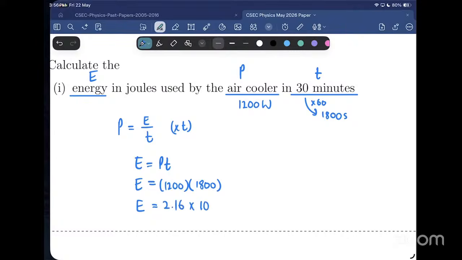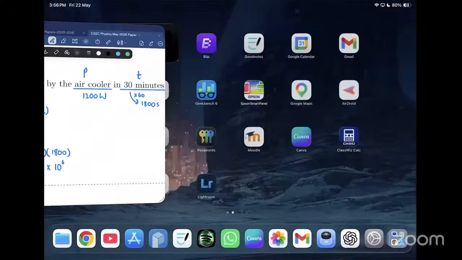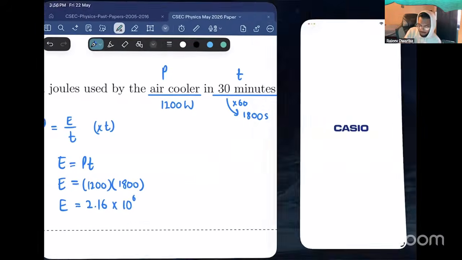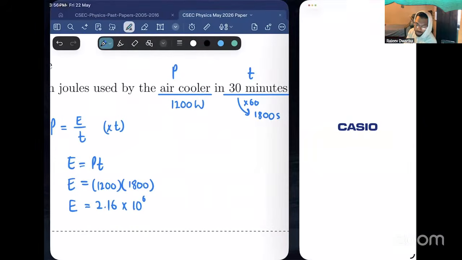Yes, so that's why I put it like that. At first I put in the full value, and then I came down later and put this. It is typically better to give the answer in standard form.